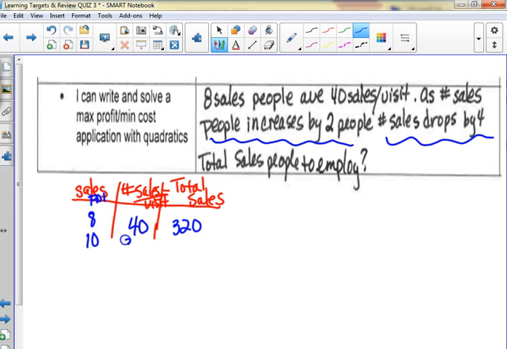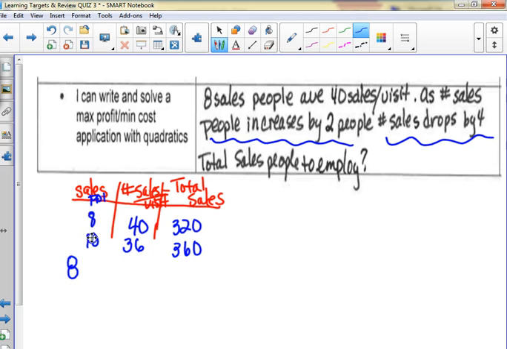Drops by 4, so this would go down to 36. Are we still in good shape though? Is it still going up? Okay, so what do we want to write here? Algebraic expression, or you won't get full credit. You can mess around with it until you find the answer. But if you want the 5, you got to be able to write the algebraic expression here.